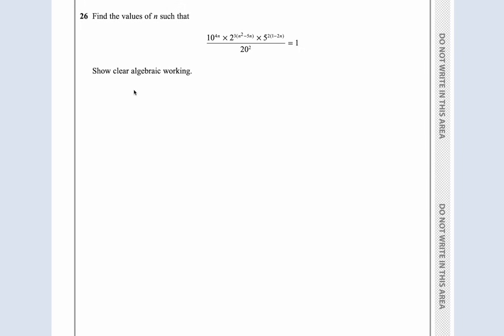We're going to say 10 to the power of 4n times 2 to the power of 3 times n squared minus 5n times 5 to the power of 2 times 1 minus 2n. And this has to equal 20 squared. Okay, now this appears like a very difficult question, but I can't multiply the 2 and the 10 because the powers are different. I can't multiply the 2 and the 5, the powers are different. There's nothing I can do here.